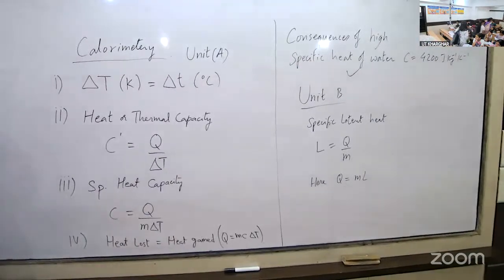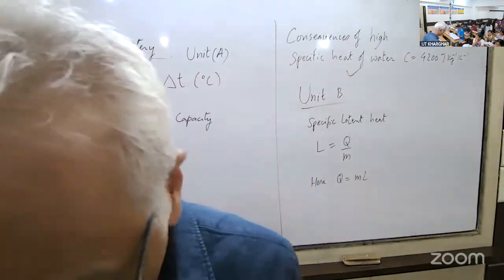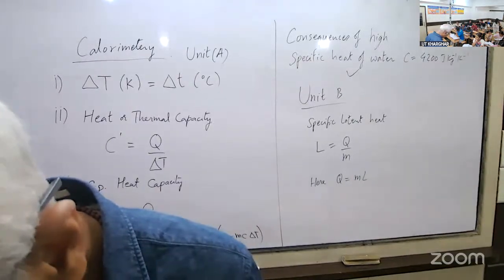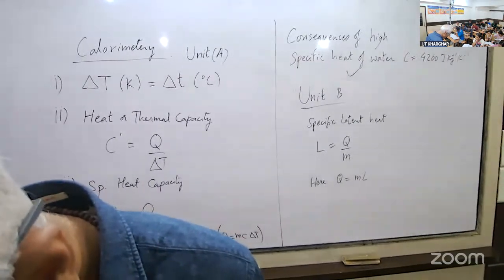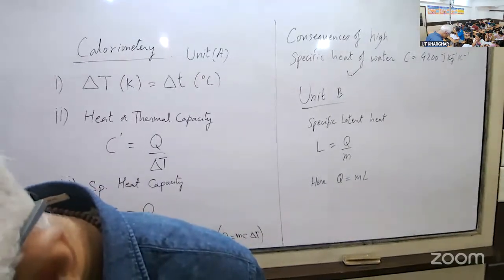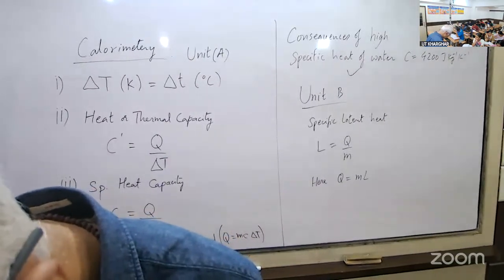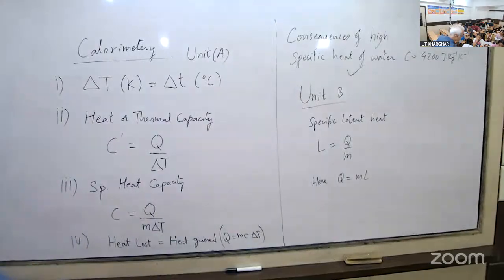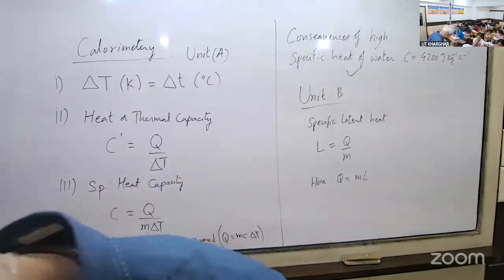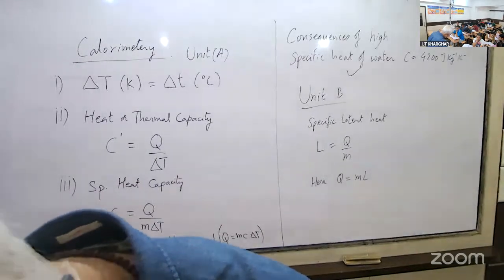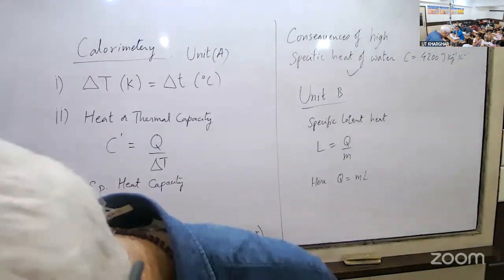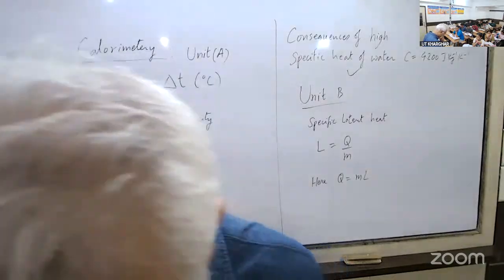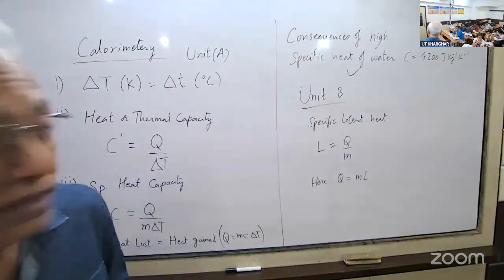So let's go for the consequences of high specific latent heat of ice. We discussed the effect of impurities on boiling point and all. Okay, last one. So everybody go to page number 293, Selina.